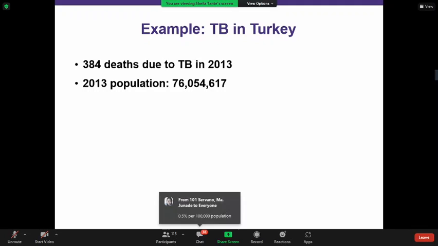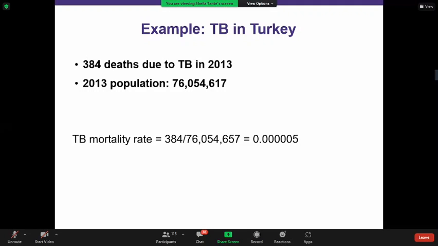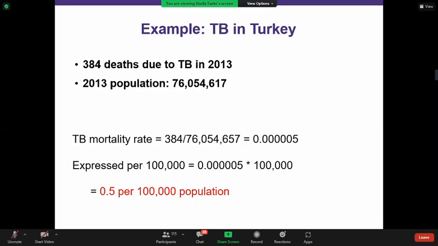Okay, what's the answer, guys? 0.5%, 0.5 per 100,000 population. Okay. It's per 100,000, so it's 0.00005 per 100,000 or 0.5% per 100,000 population.